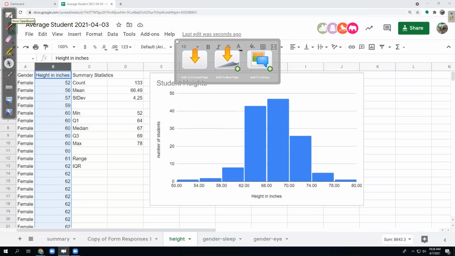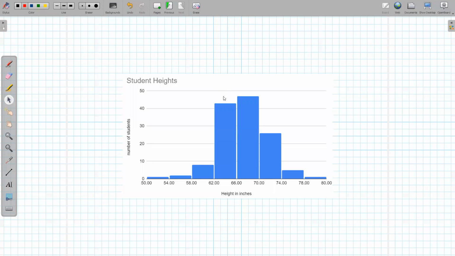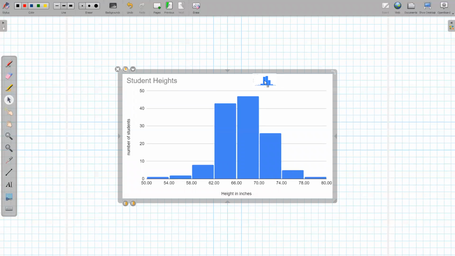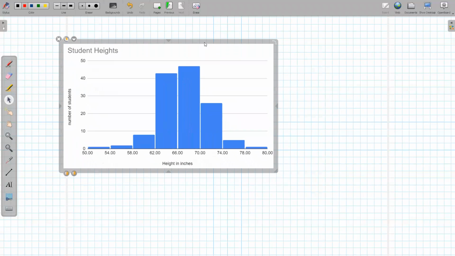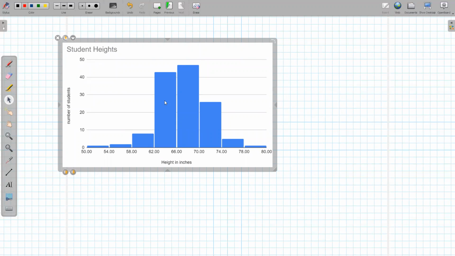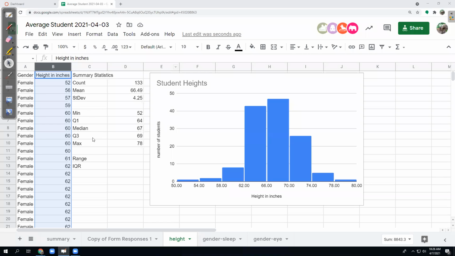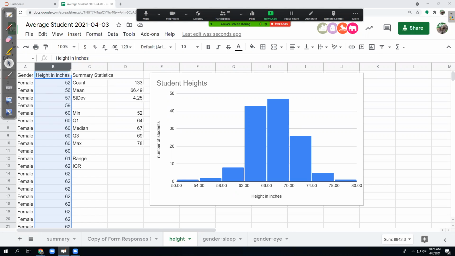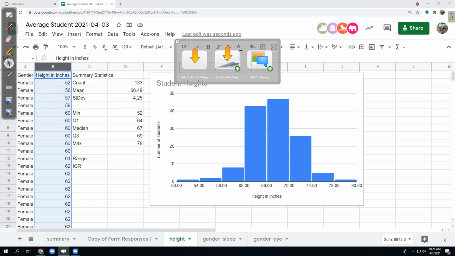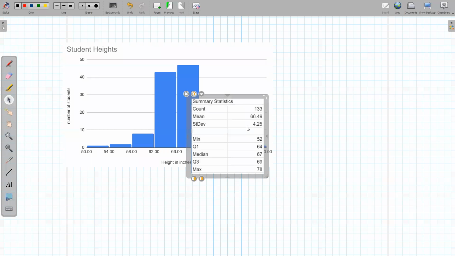So I have the luck of having this digital board I can copy stuff to. If you're writing this down in your notes, I would just try to make a quick sketch of this with rough heights, scaling the axis 50, 54, 58, 62, 66. And then I also want to see my summary statistics. Copy most of these, there to look at, and same page.